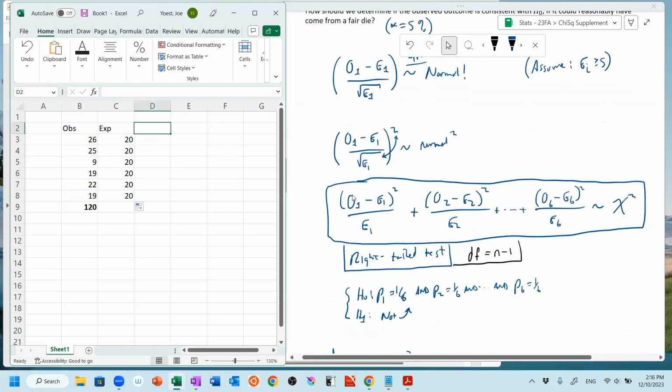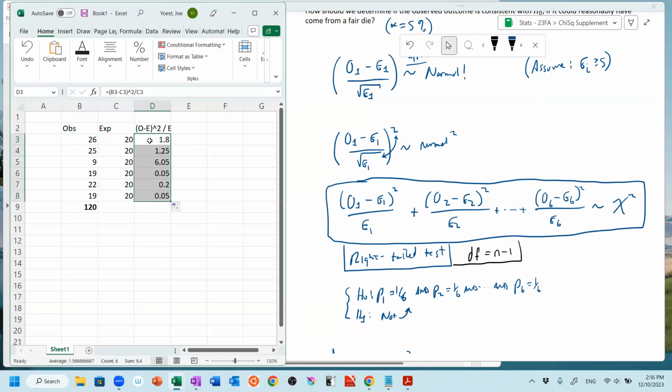And then I want my observed minus expected squared over expected. So let me do that. Observed minus expected squared over expected. Or this is going to be this minus this squared over this. I have one of those numbers for each of my 6 rows. And then I want to add them together.